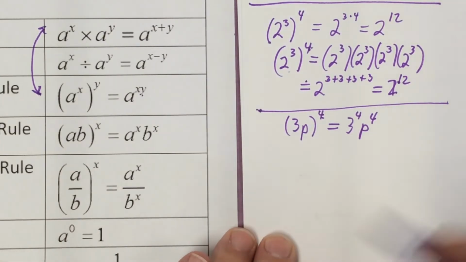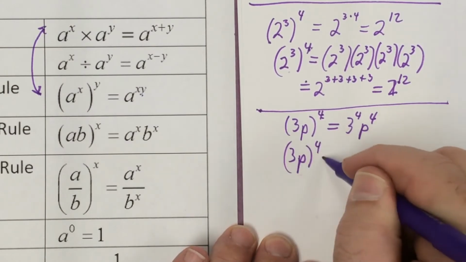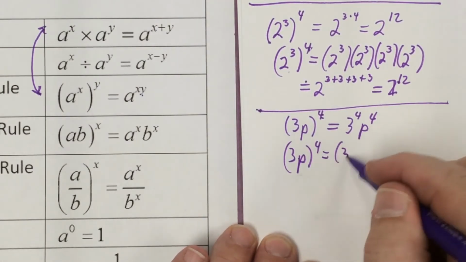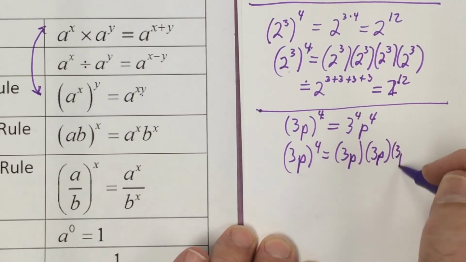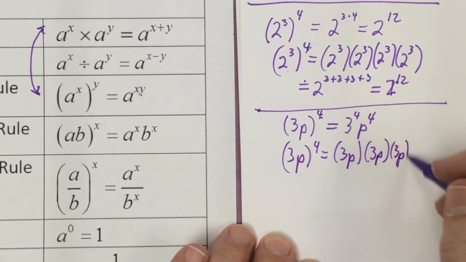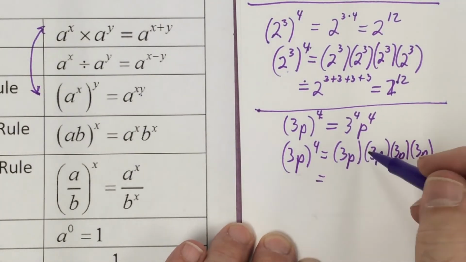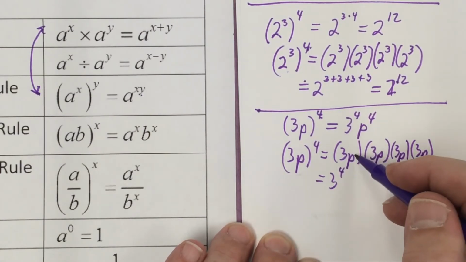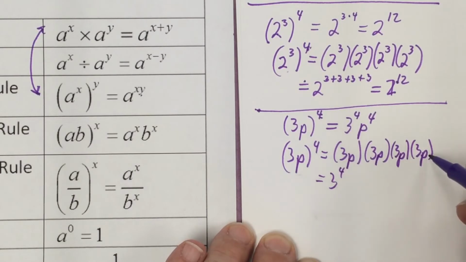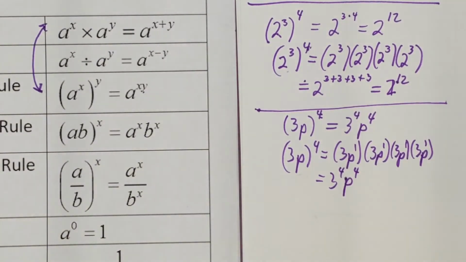The reason for that, let's take a look at it another way. If I take 3p and raise this to the fourth, what is that? That's going to be 3p times 3p times 3p times 3p, and you'll find that we have the 3 being multiplied together 4 times, and then each p being multiplied together, p to the first times p to the first times p to the first times p to the first. And if I add those, that gives me p to the fourth.